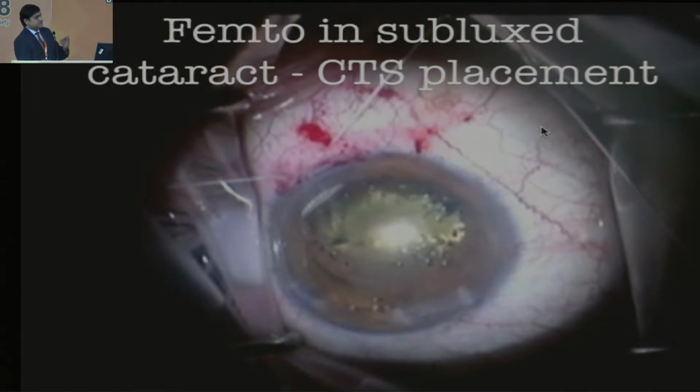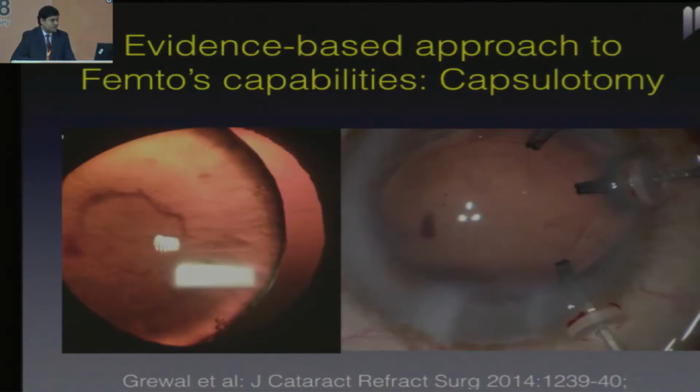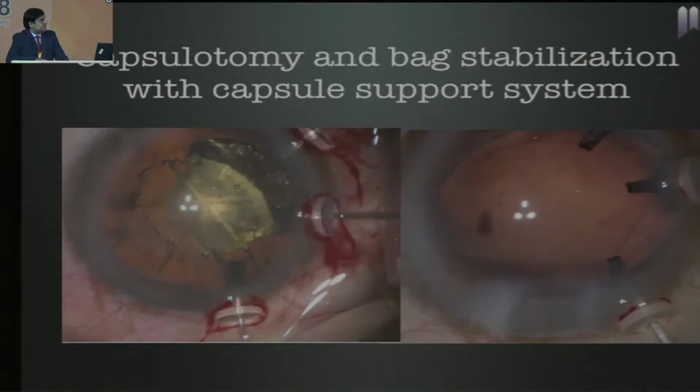So essentially in this case, where the lens was displaced quite significantly, by creating the capsulotomy, we are able to then proceed and stabilize the capsular bag with the capsule tension segment. And this is another example that we published with the Grewal group. And you can see here a large area of zonular dialysis. And once the laser has created its capsulotomy, we place capsule hooks and then stabilize the capsular bag.